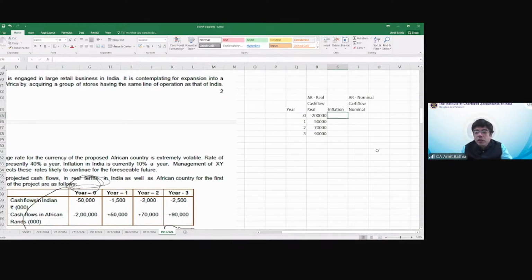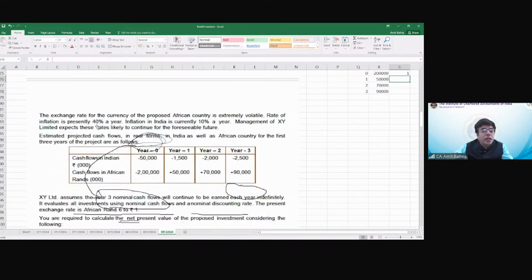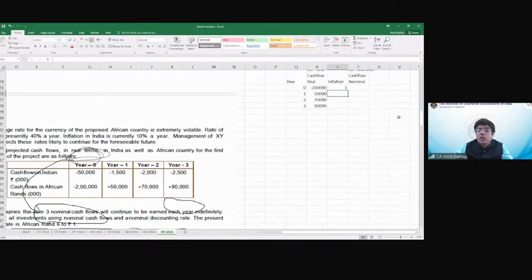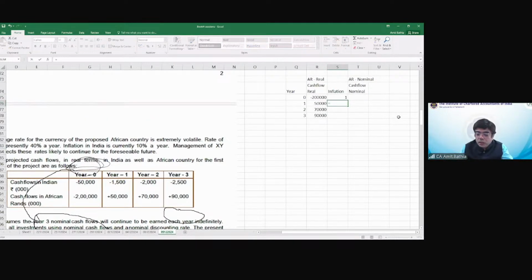Should the nominal cash flow be higher or lesser than the real flows? Higher, sir. Exactly. It will have to be higher, right? So at the beginning of the year, there is obviously 1. But at the end of year 1, what is the inflation rate prevailing in the African country? We are given that inflation is presently 40% a year. So at the end of the first year, what was available to you at 1 rupee, now you will have to pay 1.4 times of that. So it becomes 1.4 rupee.